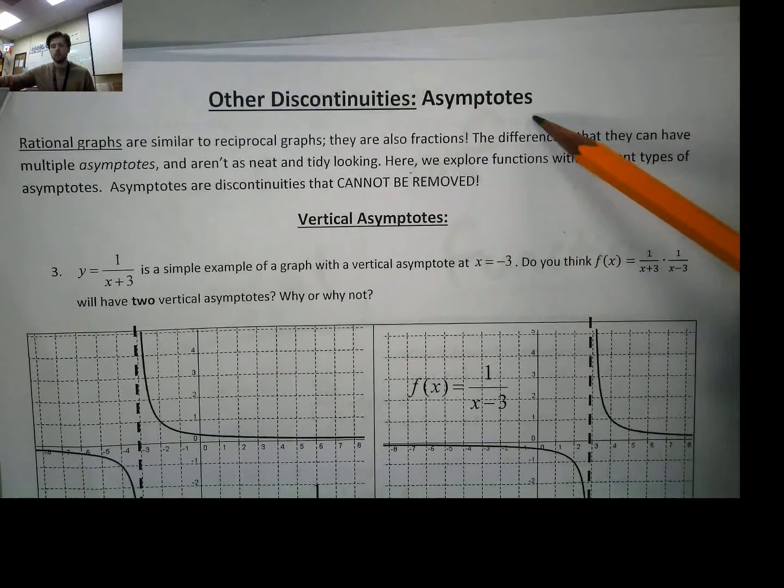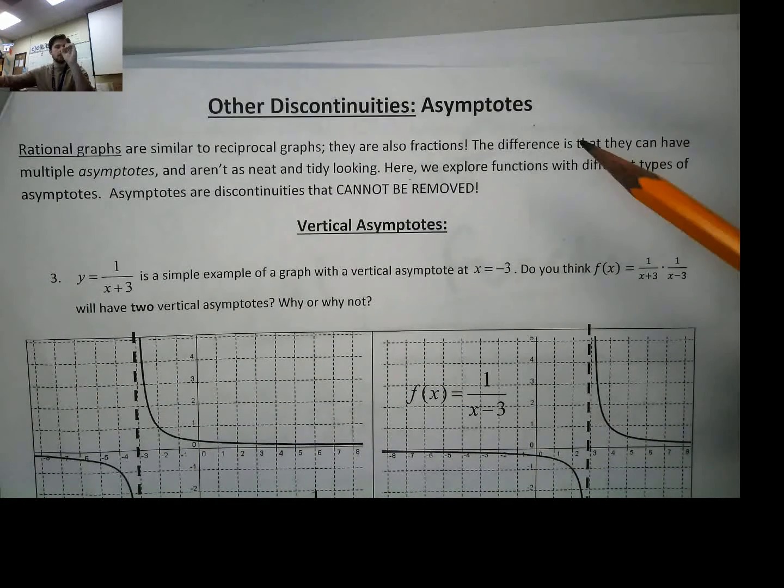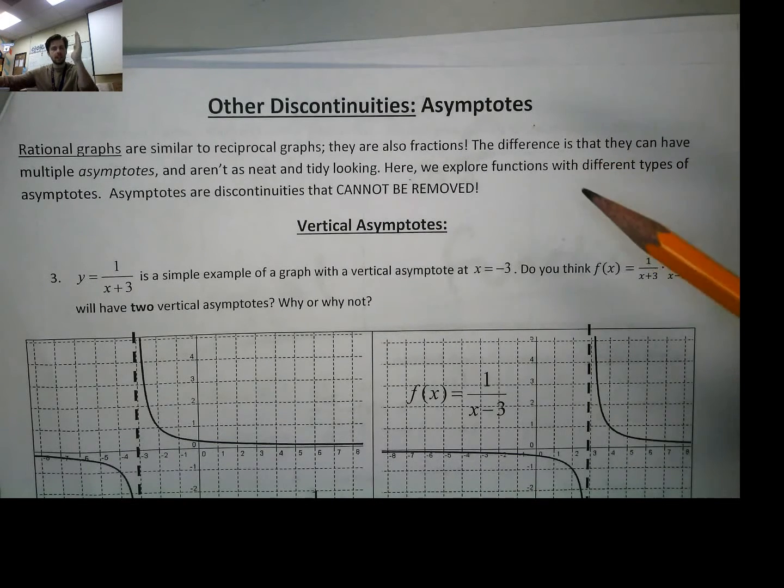Other discontinuities. So we've looked at holes, right? Things that make it undefined at a specific spot. But we're going to talk about those asymptotes, those walls that the graph cannot cross.